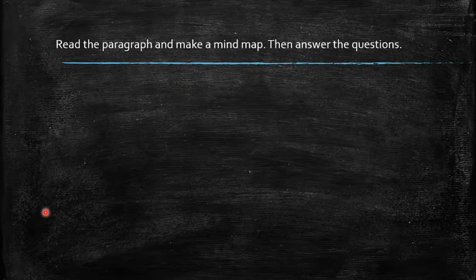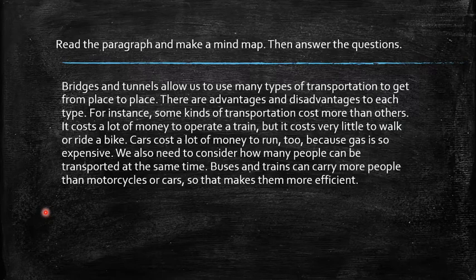Read the paragraph and make a mind map, then answer the questions. The paragraph is about bridges and tunnels. So this paragraph tells you that bridges and tunnels allow many kinds of transportation across them, and then there are advantages and disadvantages of each of the transport methods. And let's start it. Bridges and tunnels allow us to use many types of transportation to get from place to place. There are advantages and disadvantages of each type.